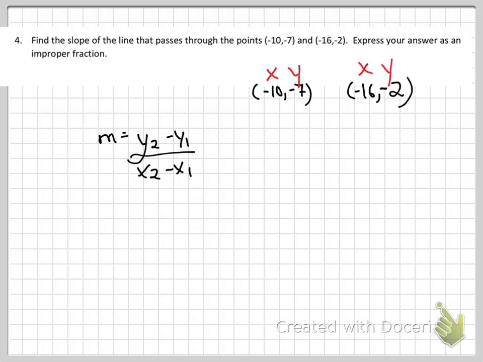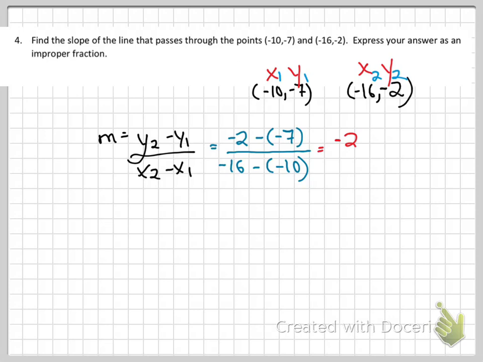Okay, and usually we just call the first one 1 and the second one 2, just kind of out of sheer laziness. All right, so y2 is negative 2, y1 is negative 7. Watch your signs, because they're tricky. Negative 16 minus negative 10. Okay, at this point, I want to rewrite it with positive signs.